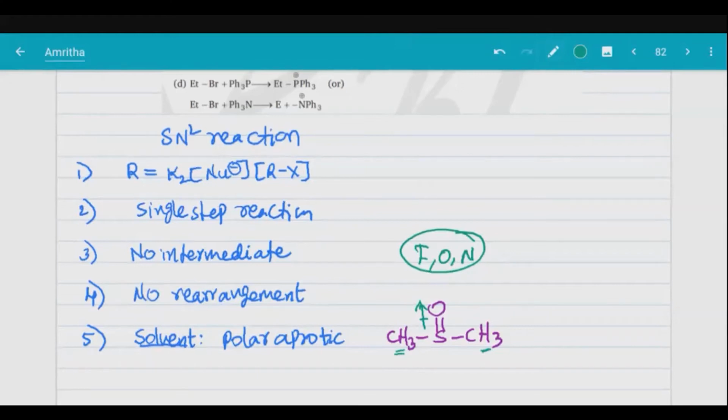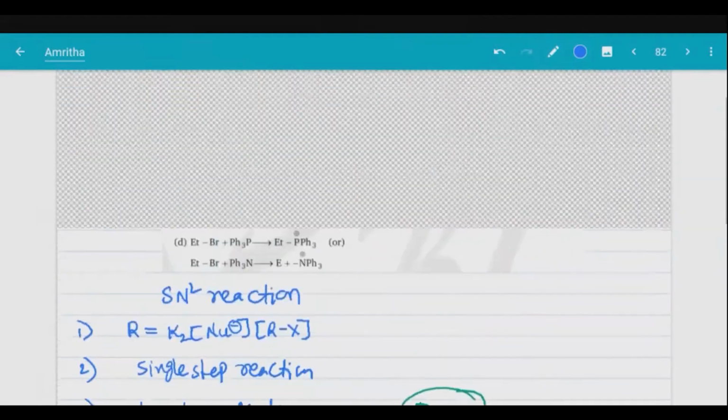And also alkyl halide structure. Primary is more reactive than secondary, which is more reactive than tertiary. If it is primary, there are no repulsions, directly nucleophile will attack. So these are the points for SN2. We have to keep these points in mind to solve this question.